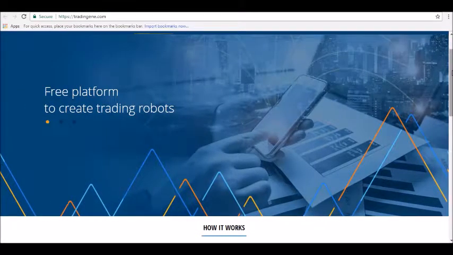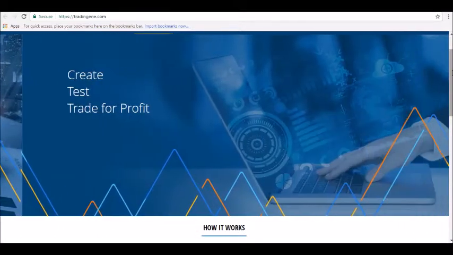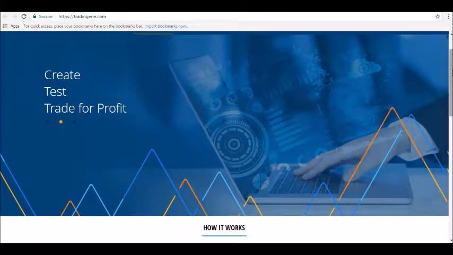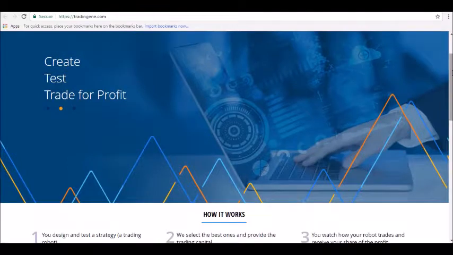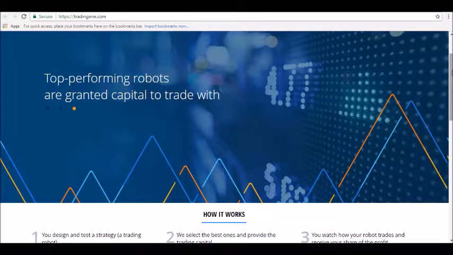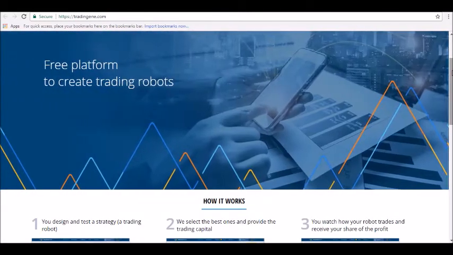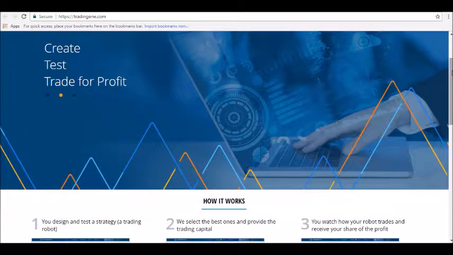As a developer, you can build trading robots on Tradingene using popular programming languages like Lua and Python. As an investor, you can purchase trading robots through an auction system. Developers place their trading robots up for auction, then users make bids. All bids are recorded on a blockchain.